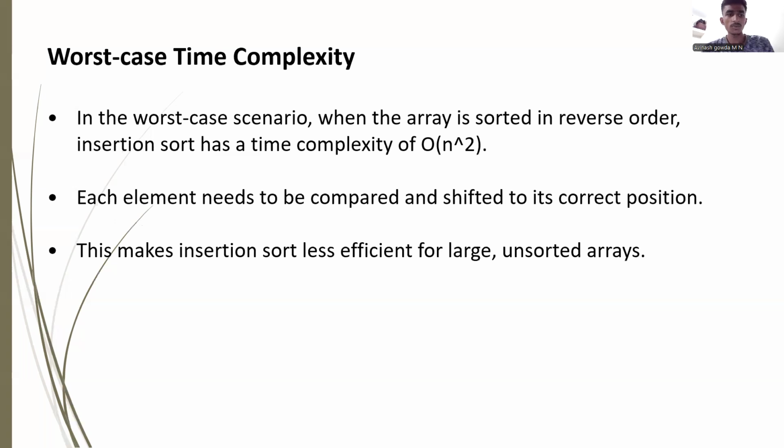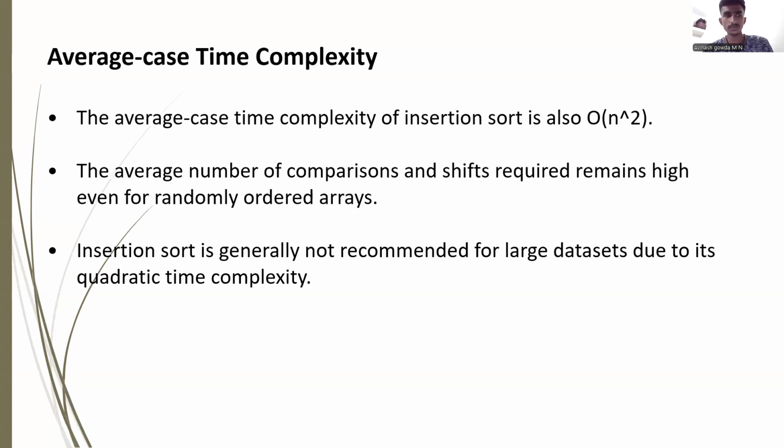Next, the second one is worst case time complexity. In the worst case scenario, when the array is sorted in reverse order, insertion sort has a time complexity of O(n^2). Each element needs to be compared and shifted to its correct position. This makes insertion sort less efficient for large unsorted arrays.